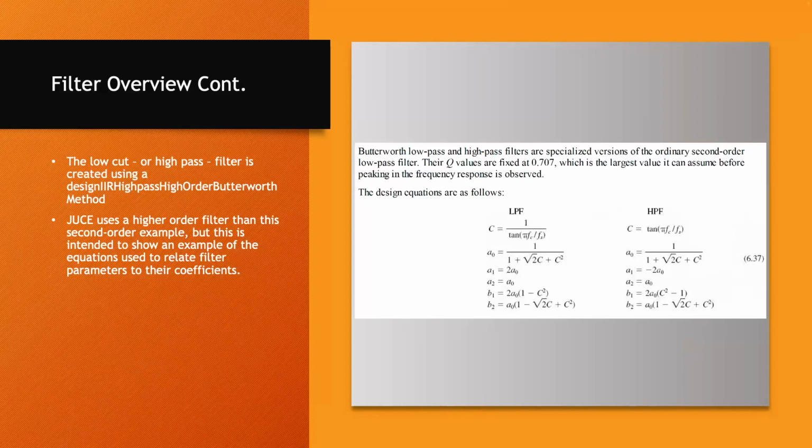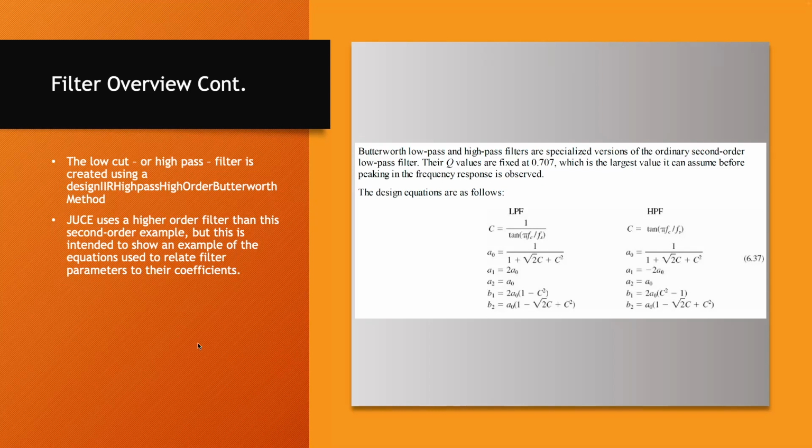In this project, we used a high-order Butterworth method filter built in the JUCE framework. In this snip, we can see the equations which use cutoff frequency and sample rate to determine various coefficients of the filter. This is more than likely not the exact equations that JUCE is using, seeing that this is a second-order filter, a biquad filter to be exact, and the order of the filter that we're using in JUCE goes up to the fourth order. So I imagine that they're different, but the concept should translate.